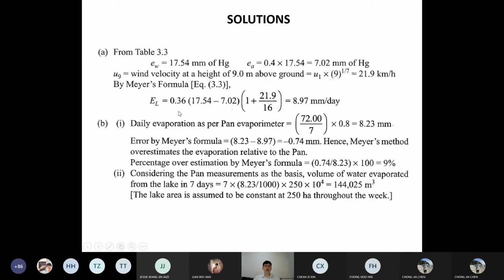0.36 is not the deep water, it's the common water. That's the coefficient we use. 17.54 minus 7.02 divided by the wind effect. So we put in the number 21.9. Then you do the calculation.